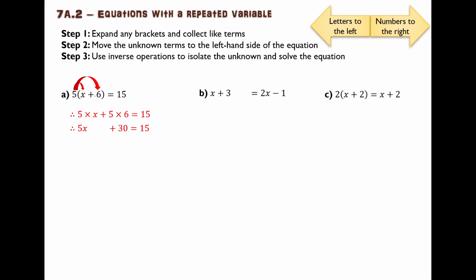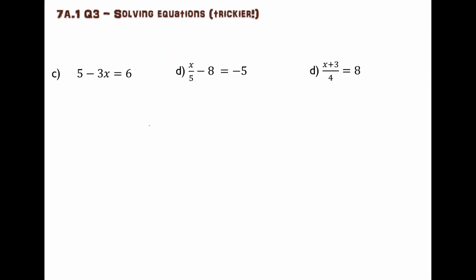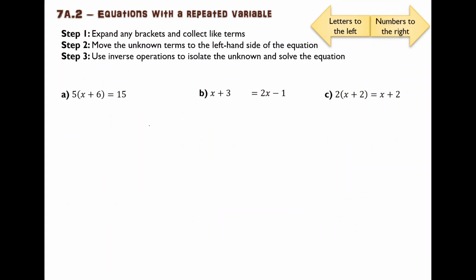The reason I'm doing that is a reason that mathematicians use all the time, this strategy. They convert a problem that is hard, that they haven't seen before, using a trick that they've seen before, like expanding brackets, and now we've converted it into one of these. We've converted it into a problem that we've solved before. We can solve these kinds of questions. 5x plus 30 equals 15.